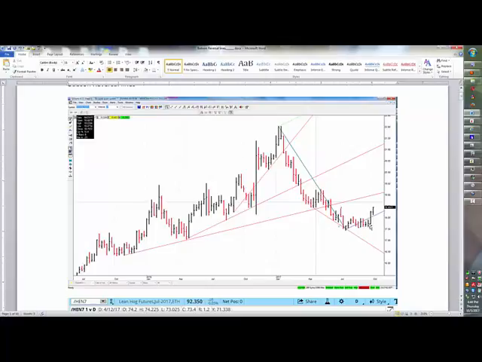When you have an EP also on the weekly chart, in addition to the daily, you may find that you get an extended move, something that lasts for several weeks, maybe several months.